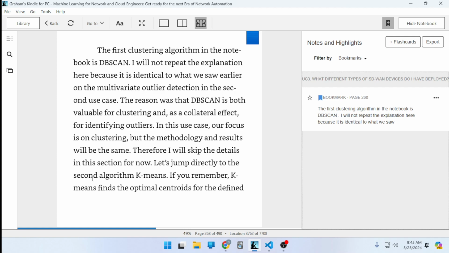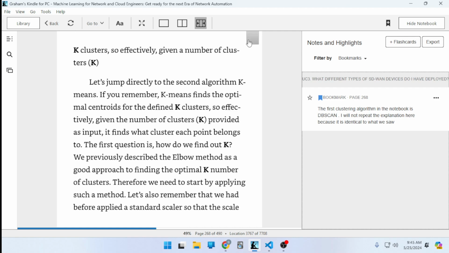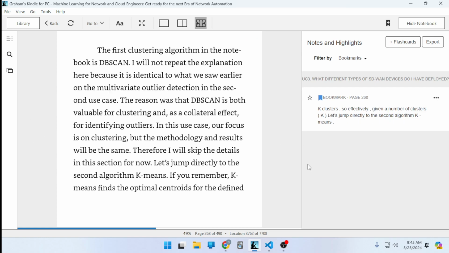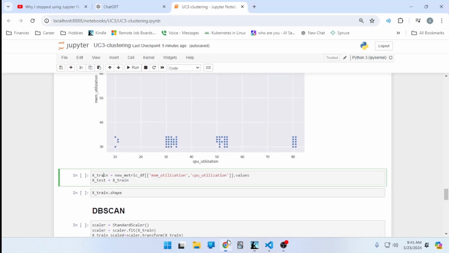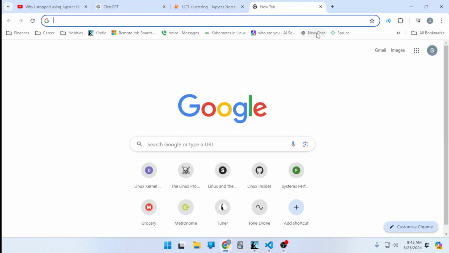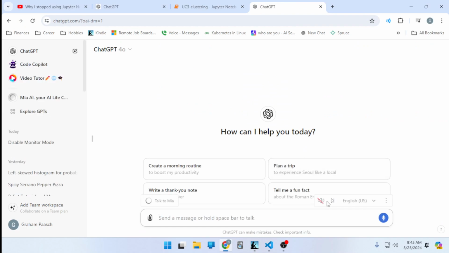Let's jump directly to the second algorithm, k-means. If you remember, k-means finds the optimal centroids for the defined k clusters, so effectively given a number of clusters k. Okay, and I actually don't remember that much about dbScan, so let's have ChatGPT give me a brief refresher on dbScan. So give me a brief refresher on dbScan.